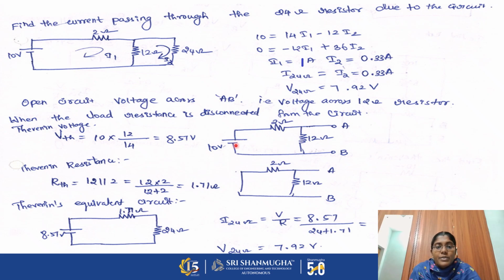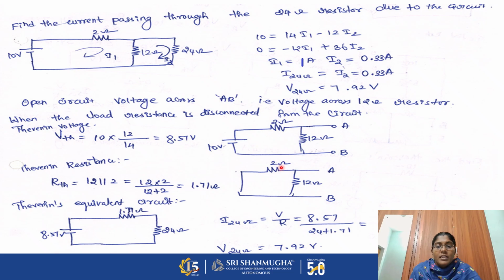So what is our voltage division rule? So voltage division rule is total voltage into the resistance across which we need to find out the voltage. So the resistance across which we need to find out the voltage is 12 ohm resistors. 12 divided by the total resistance, the sum of the resistors. So total resistance is 2 plus 12, which is equal to 14. So that is equal to 8.57 volt. So the next one is we need to find out Thevenin's resistance.